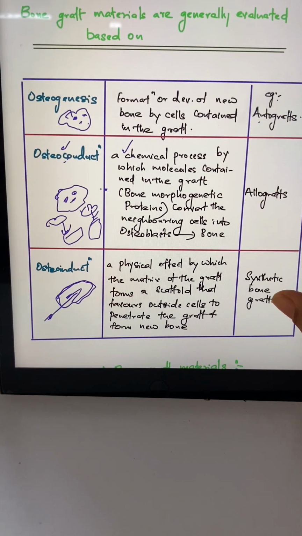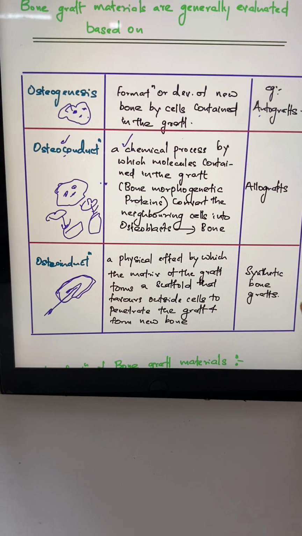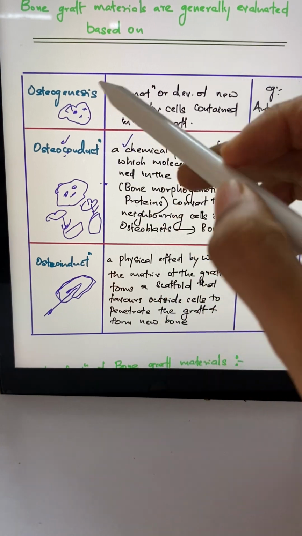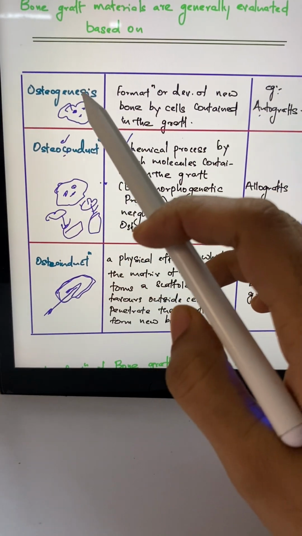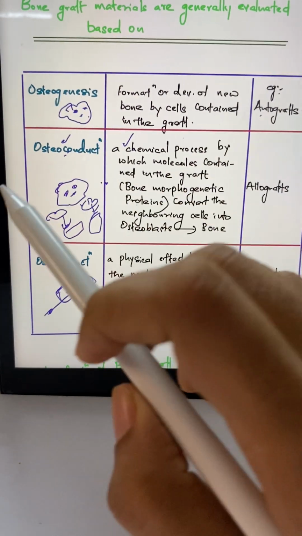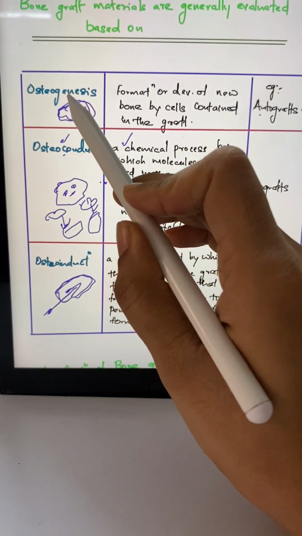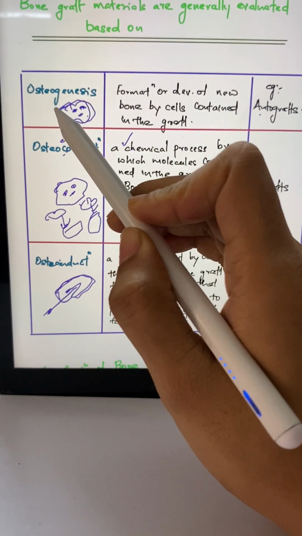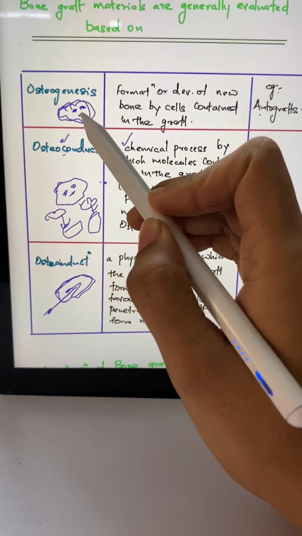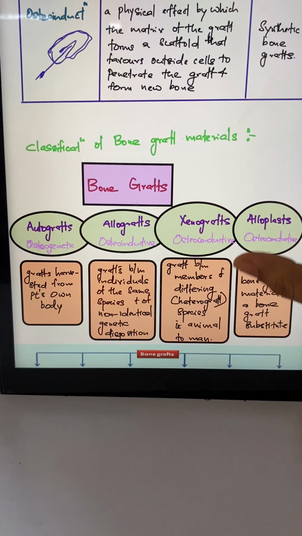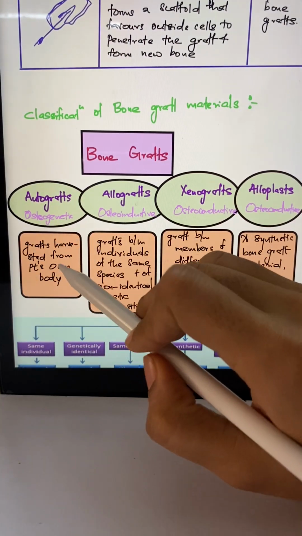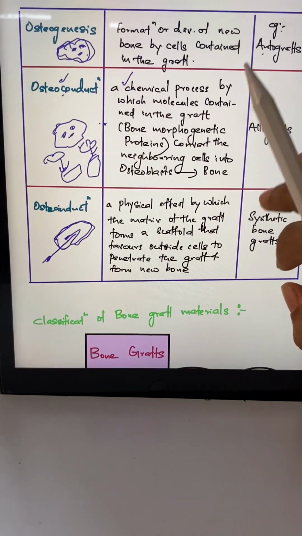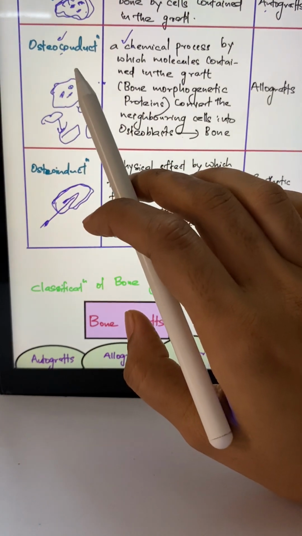Next we need to understand three important terms. Bone graft materials are generally evaluated based on these three criteria. One is osteogenesis. Osteogenesis means if this is a graft, and inside the graft some cells are there, with the help of these cells, new bone will form. This can be achieved in autografts. Autografts are where we take the graft from the same body, the patient's own body. Another term is osteoconduction.